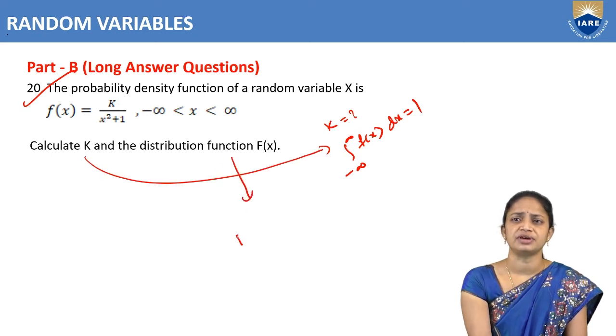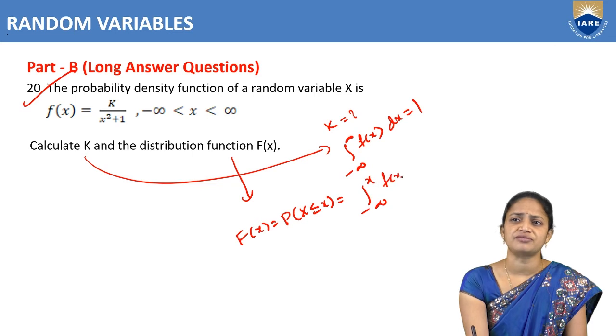And coming to the F of x, we know that capital F of x equal to probability of X less than or equal to x. We know that that is nothing but integration over minus infinity to x f of x dx. So by using this formula, we can find capital F of x.